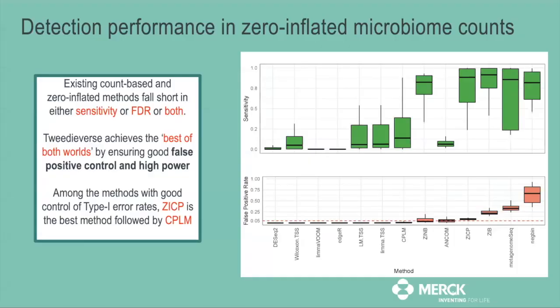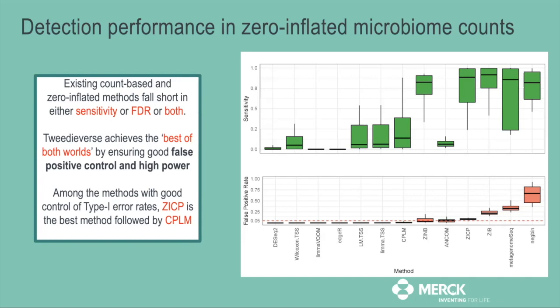So this is the first set of results that we got from Tweedieverse. This is particularly zero-inflated microbiome counts being generated from a human microbiome template data. So we expect that this data is zero-inflated, which means we possibly need a zero-inflated model to tackle some of the issues that these methods have. And this is only a preliminary version of the result.